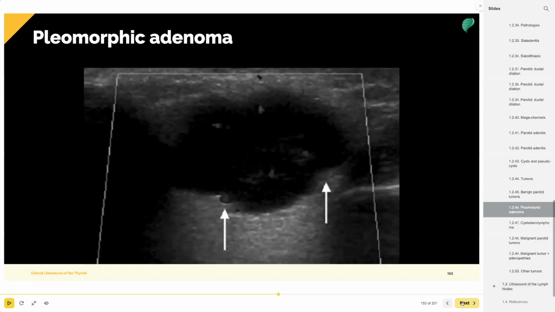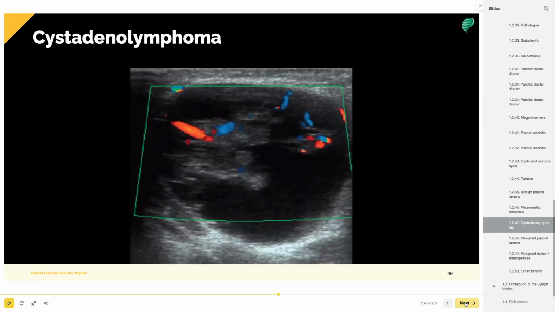Pleomorphic adenoma. This is another image depicting this. It highlights its characteristics of bumpy edges and hypoechoic appearance. And then we have another image here of a cystadenolipoma depicted in this image, demonstrating areas of vascularized tissue and cystic regions.